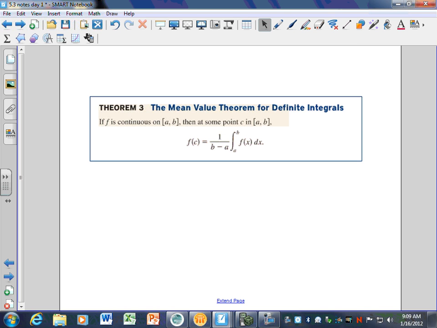Like without a calculator, I could just ask you to set up the mean value or the average value, not actually work it out. With the calculator, you'll punch it in, and eventually you'll work it out by hand.